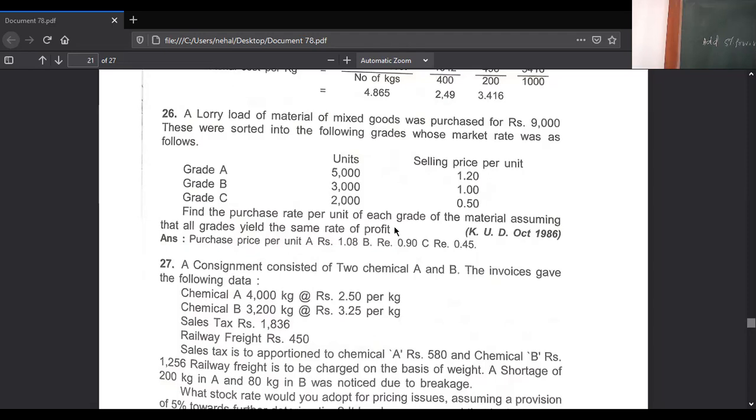Multiply these two. 5,000 into 1.2 is equal to, what is your answer? Use calculator. 6,000. Okay. Selling price of first is 6,000. Then second, 3,000. Then what is selling price of third? 1,000. Okay. First 6,000, second 3,000, last 1,000. What is the total?